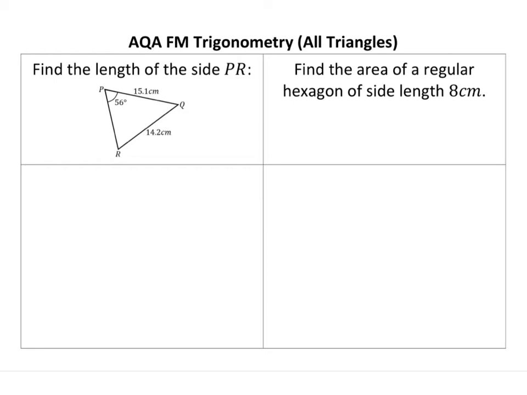Okay, we're looking at sine rule, cosine rule, and finding areas of triangles using trigonometry here. I've done this question because I'm going to use this first one here. Sorry, I'm going to need to find this angle using the sine rule first, which means I can then find the angle PQR, which means I can then find the side PR. I can use the sine rule and the cosine rule, so I thought I'd demonstrate both.